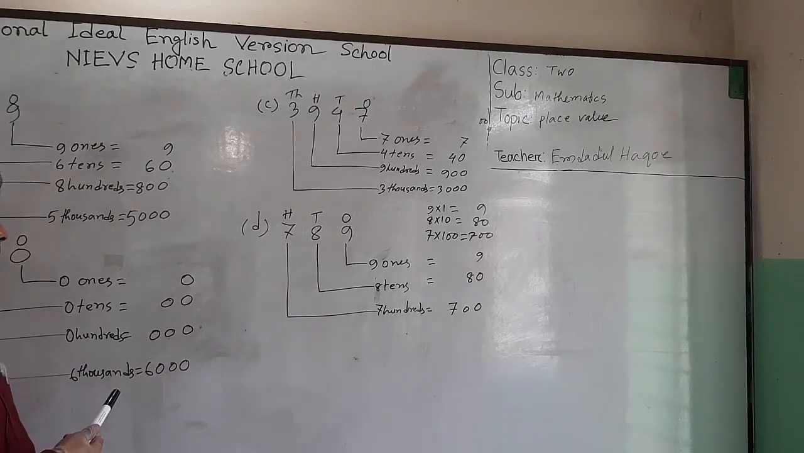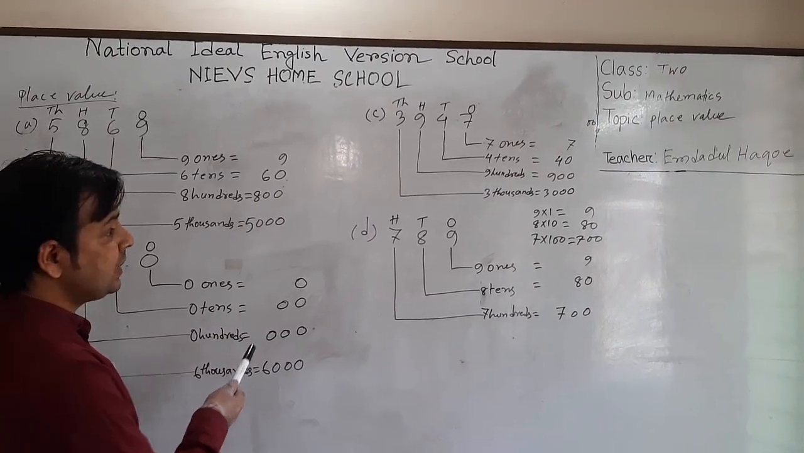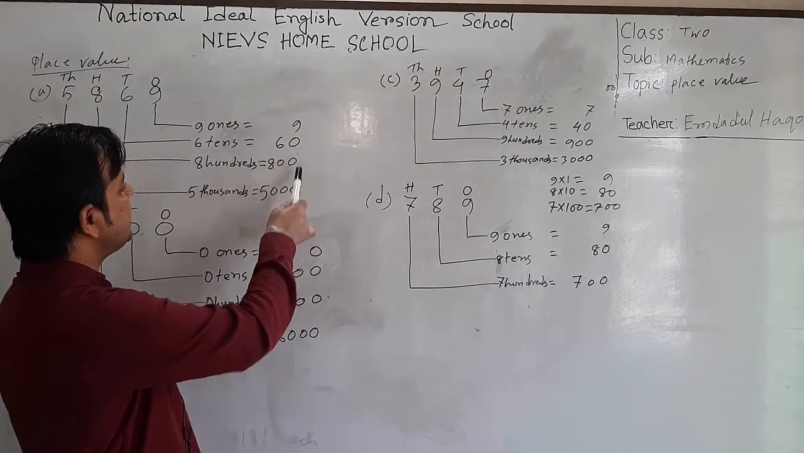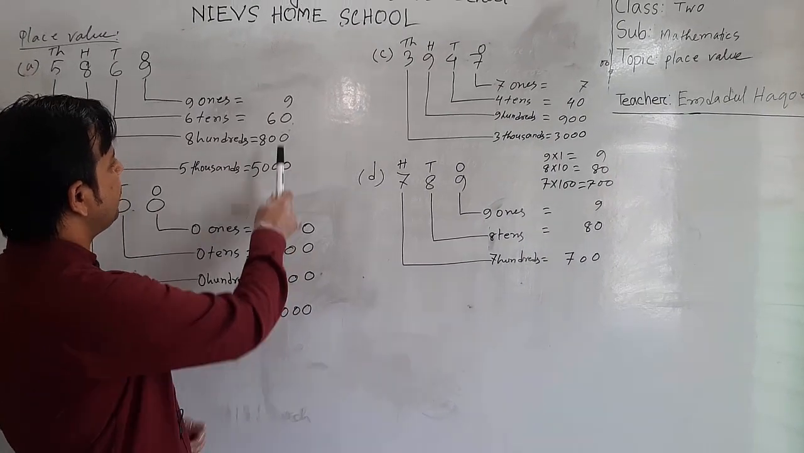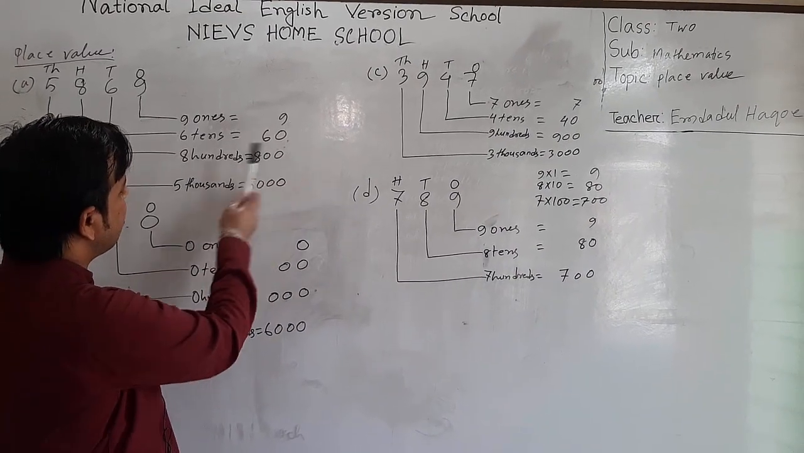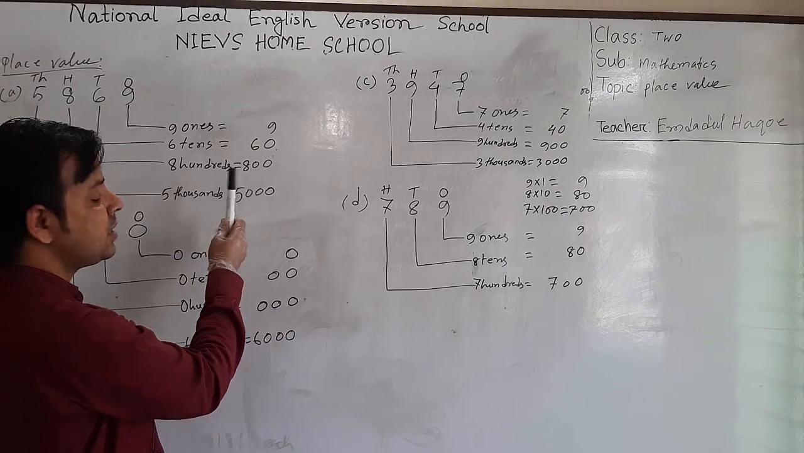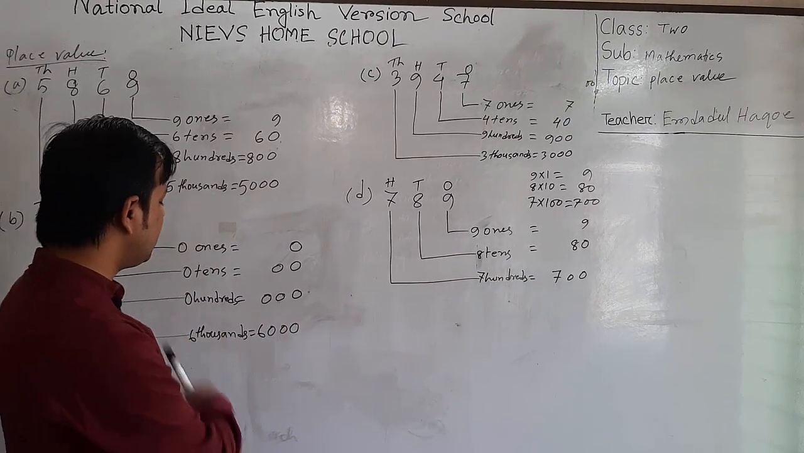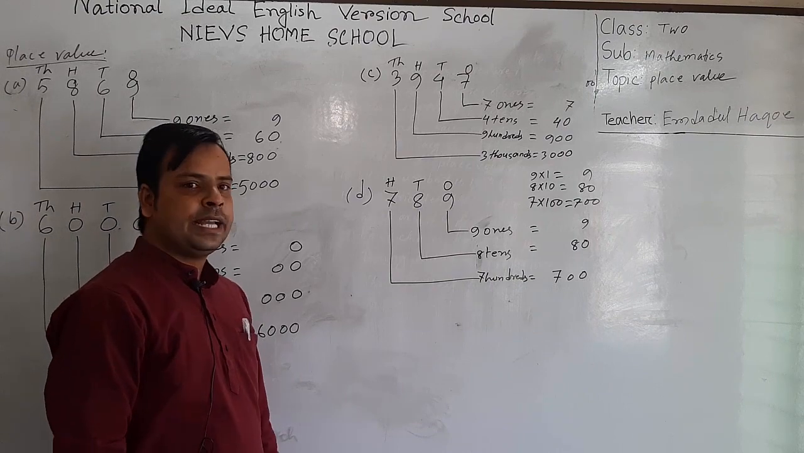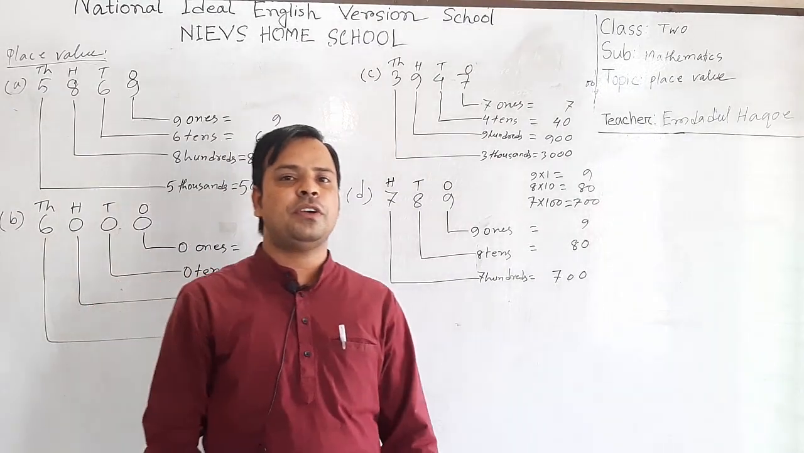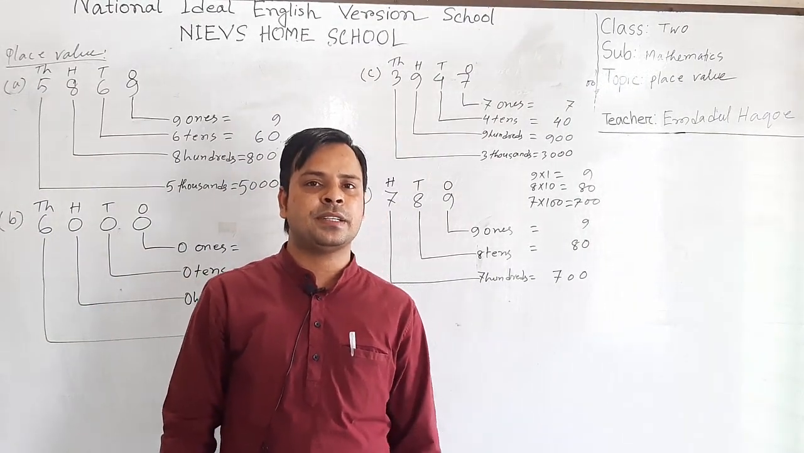Okay, dear students, you have to notice that all the digits I have written following a system. You have to write from the last, then you will come to the left. You will start from right and you will come to the left. Okay, I hope all of you have understood today's topic.